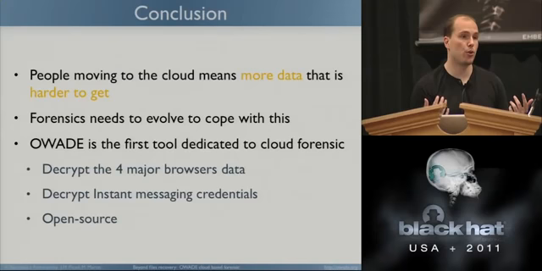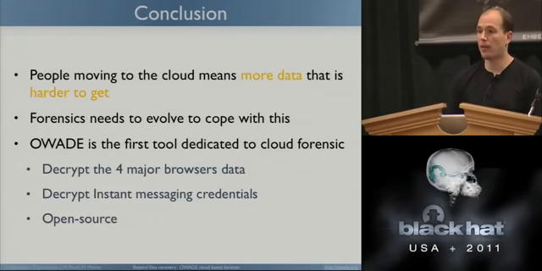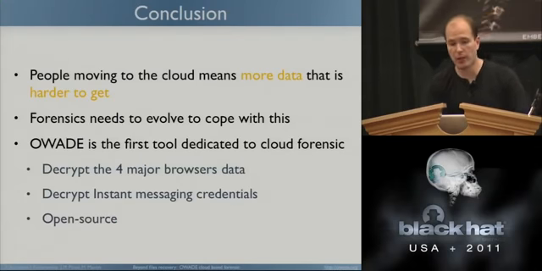So now it's up to you and to us to figure out how to use this data, what is legal, what is illegal, how we can actually have nice tricks to get more data out of that. And as far as we can tell, OWADE is the first tool which is ever able to decrypt browser data offline and from Linux. And it's also the first tool which is able to decrypt instant messaging credentials. And of course, it's open source.